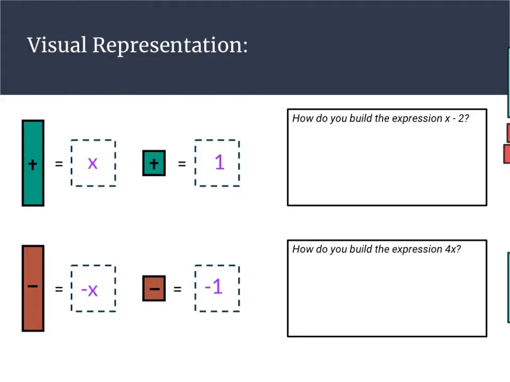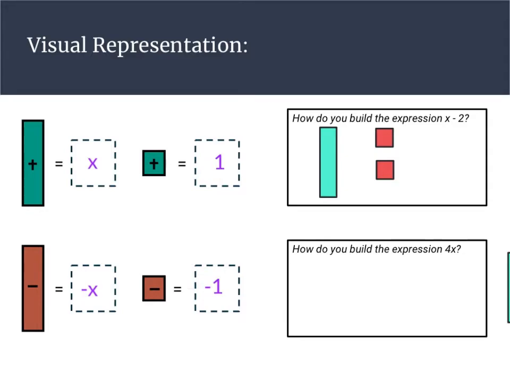So now I've got a couple of questions. It says, how do you build the expression x minus 2? So I want to show an expression, not an equation. You know it's an expression because it doesn't have an equal sign. So how do I show x minus 2? I'm going to start by drawing my x, and I know that's going to be just one bar. Then I need minus 2, so I need 2 of those little squares. One for minus 1, one for minus 2. So I've got x minus 2.